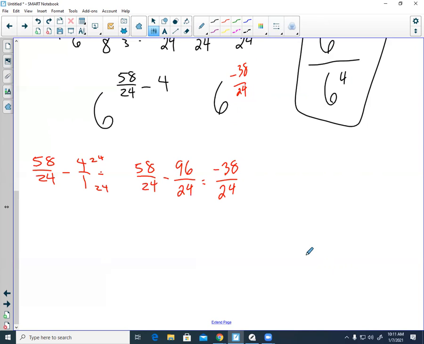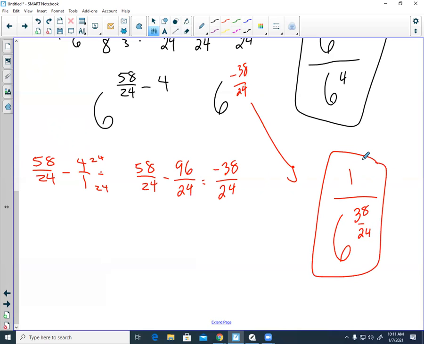And when you simplify things with exponents in them, you really don't want to have negative exponents. What happens with an exponent when it's negative? What do you do to get rid of it? Remember? We flip it, like the reciprocal. If it's up top, move it down low. So this is going to end up turning into 1 over 6 to the 38 over 24 power. And right now, as far as we know, that is our final answer, because we don't know how to simplify that more yet.